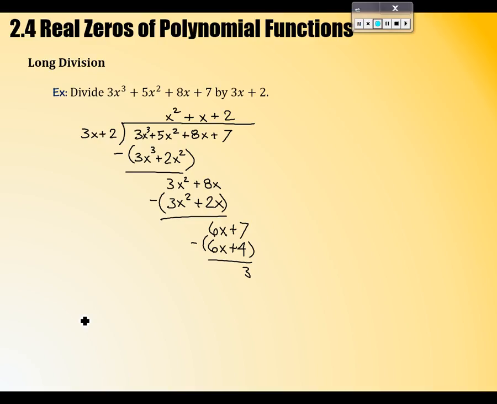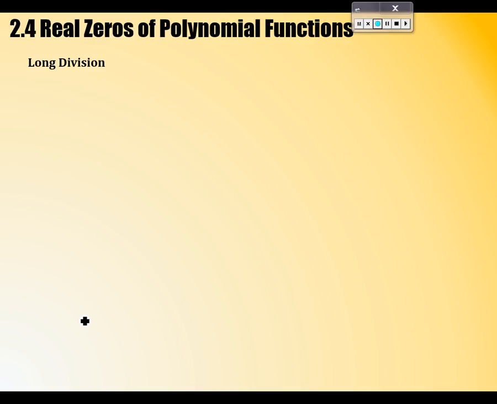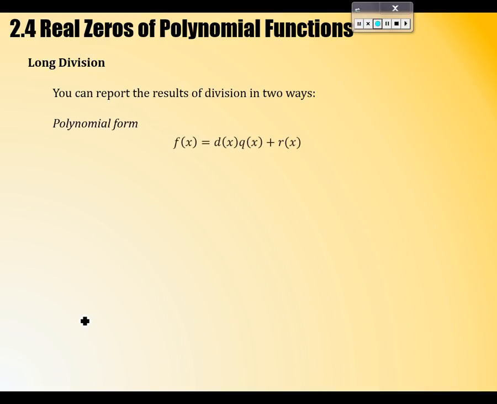Do you just write the remainder as 3? Yeah, an excellent question. How do you write the result? I'm glad you asked that question. Here are 2 ways you can report your result. One way is called polynomial form. This first way to write it might be a little less familiar to you, and the second way I'll show you is maybe more familiar.